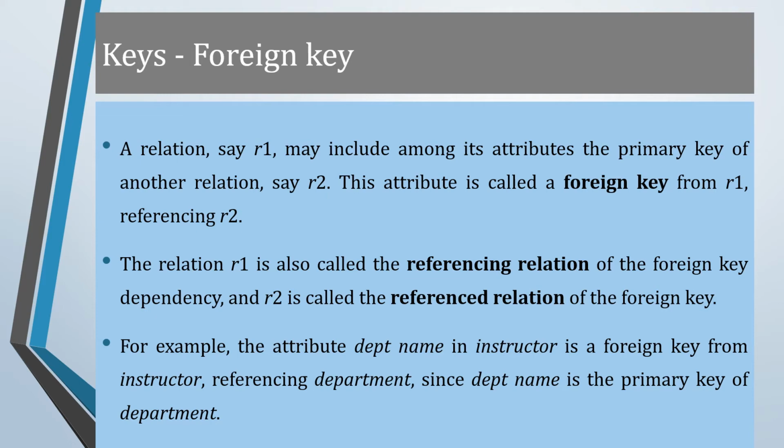So in the instructor, among the set of attributes, one of the attributes is department name, which is the primary key of another relation called department. So in the instructor, this department name is the foreign key, and in the department, this department name is acting as the primary key. That is the case of foreign keys.